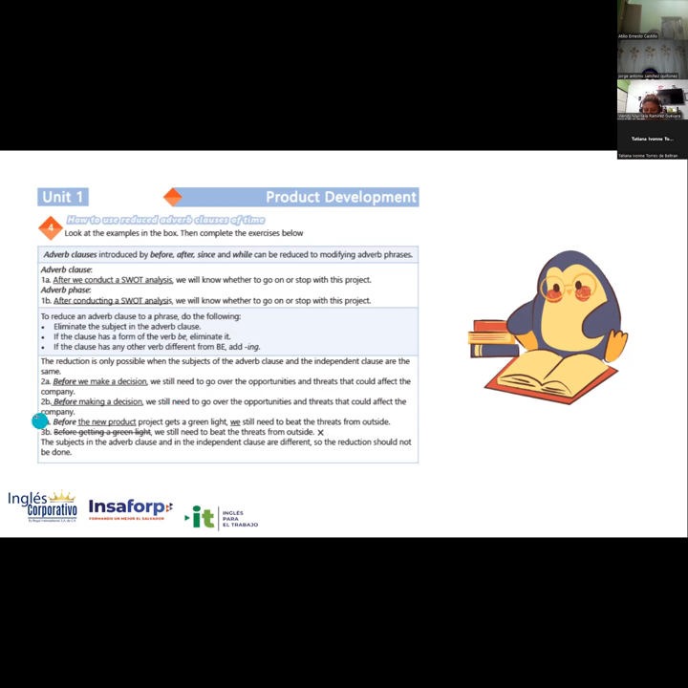So now let's look at 3A, 3B. Look at this. Before the new product project gets a green light, we still need to beat the threats from outside. The new product, we. They are not the same subject. The new product, it, we. So no. So we cannot say, before getting a green light, we still need to beat the threats from outside. That would be incorrect, because we don't have the same subject. We need to have the same subject.